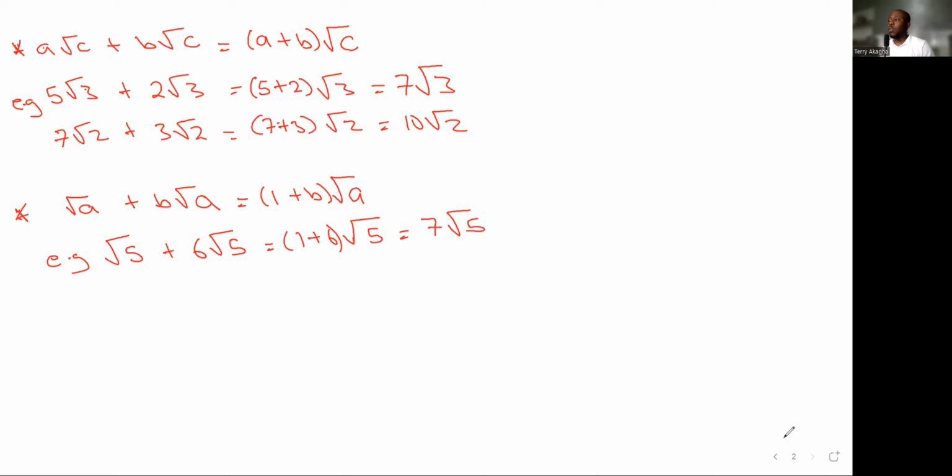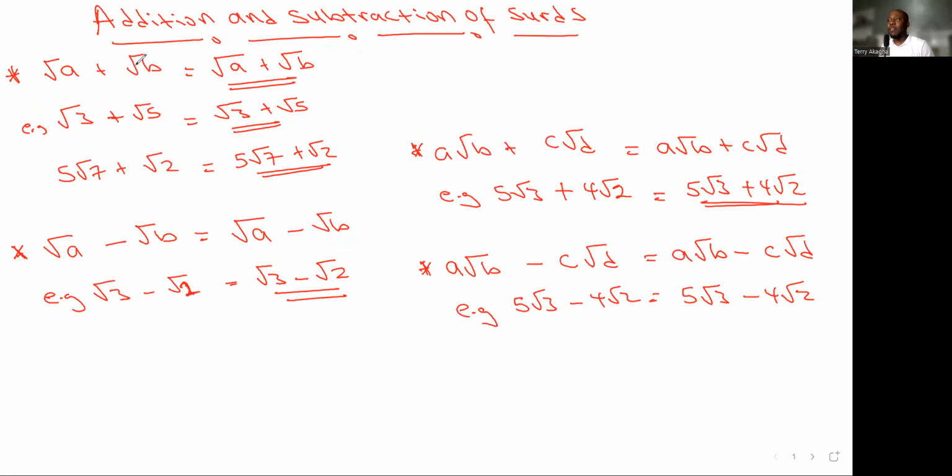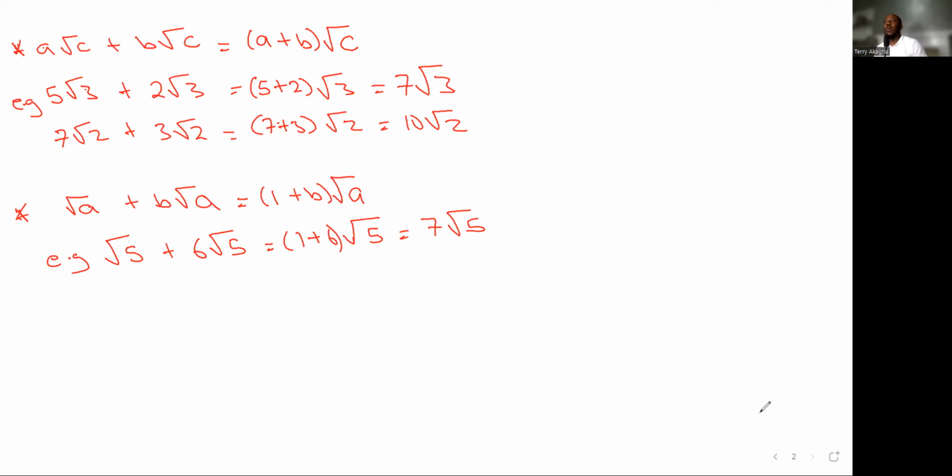So just a quick refresher. If they are different, the surd stays the same. If they are the same, you add the rational numbers outside together to give you the final value of the surd. All right? And that will be that for that.